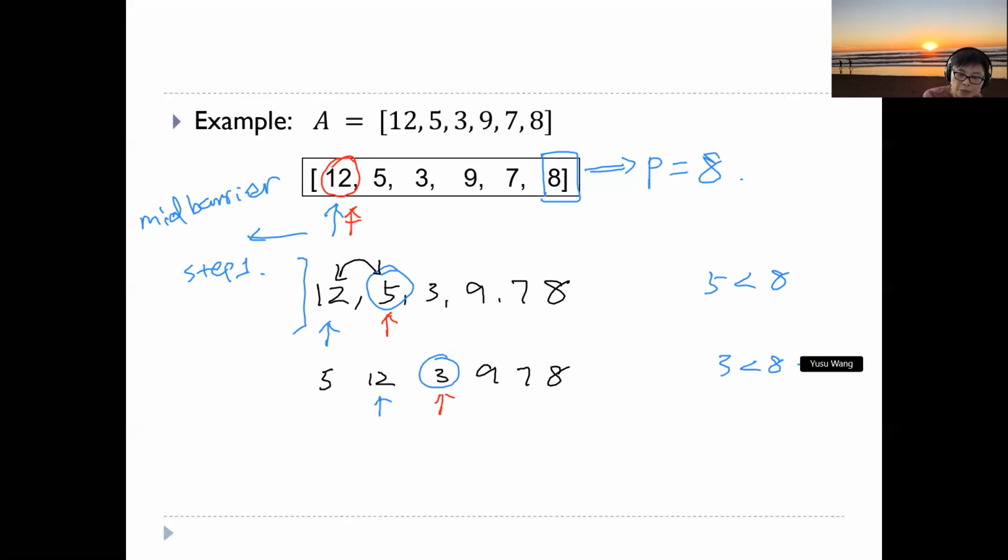So that means that we perform the same. We swap this one with the first element, which is bigger than P. So we get 5, 3, 12, 9, 7, 8. And the red pointer moves to the next one, and the blue pointer now also moves by 1. Okay, next, 9 is bigger than 8.